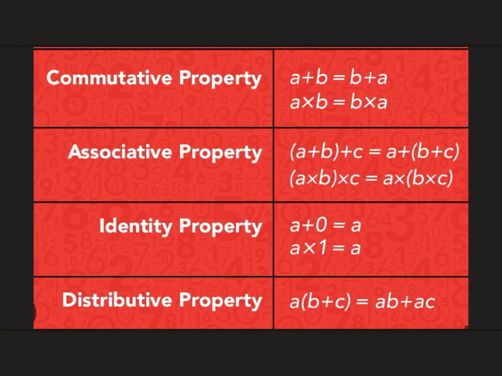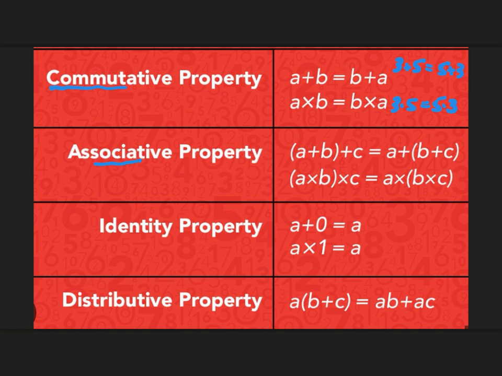Now, let's talk about some basic properties of algebra. Commutative, commute, means to go back and forth. When you add and multiply numbers, you can switch the order of the numbers. It just does not change the value of the numbers. So 3 plus 5 is the same as 5 plus 3. 3 times 5 is the same as 5 times 3. You switch the numbers, you don't change the value.